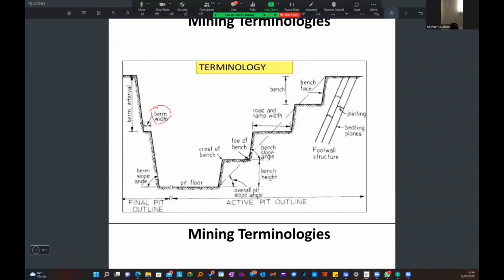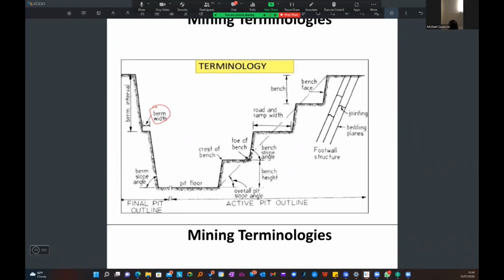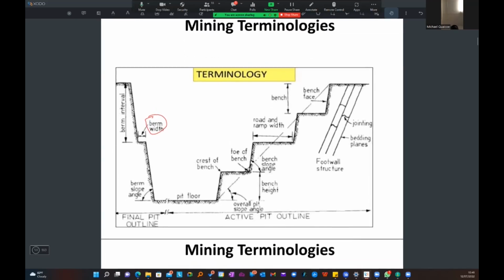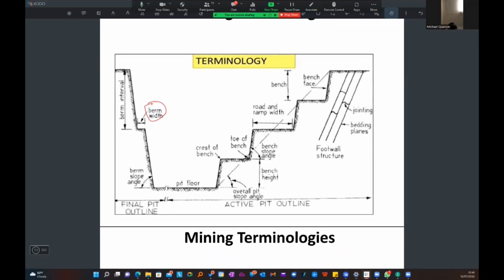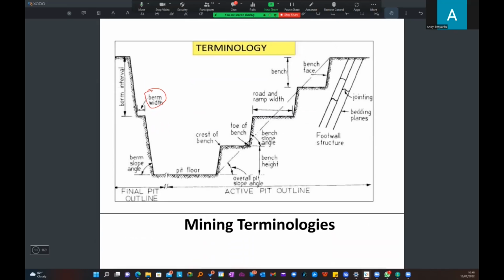What I'm saying is that we have this image on the screen, the outline of a surface mine. So if we are talking about a surface mine, what are some of the things we are going to hear, which we made mention of? I said that some of the things we will see or hear about in a surface mine are berm width, a berm, the berm slope angle, the berm interval.